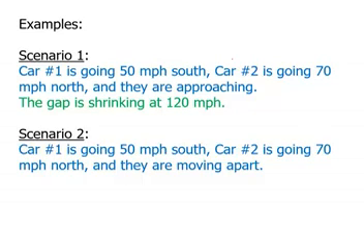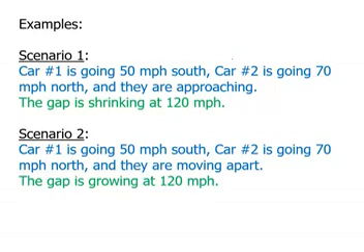Scenario number 2, car 1 is going 50 miles an hour south, and car 2 is going 70 miles an hour north, same as before, but now they are moving apart from each other. So now the gap is expanding. We still add the velocity because they're still moving in opposite directions, but now the gap is growing at 120 miles an hour. And notice again, scenario 1 and scenario number 2 could be part of the same story. If we could start in scenario 1, the cars would be getting closer and closer. They would pass each other in opposite lanes, and then later on, they'd be moving further and further apart from each other.